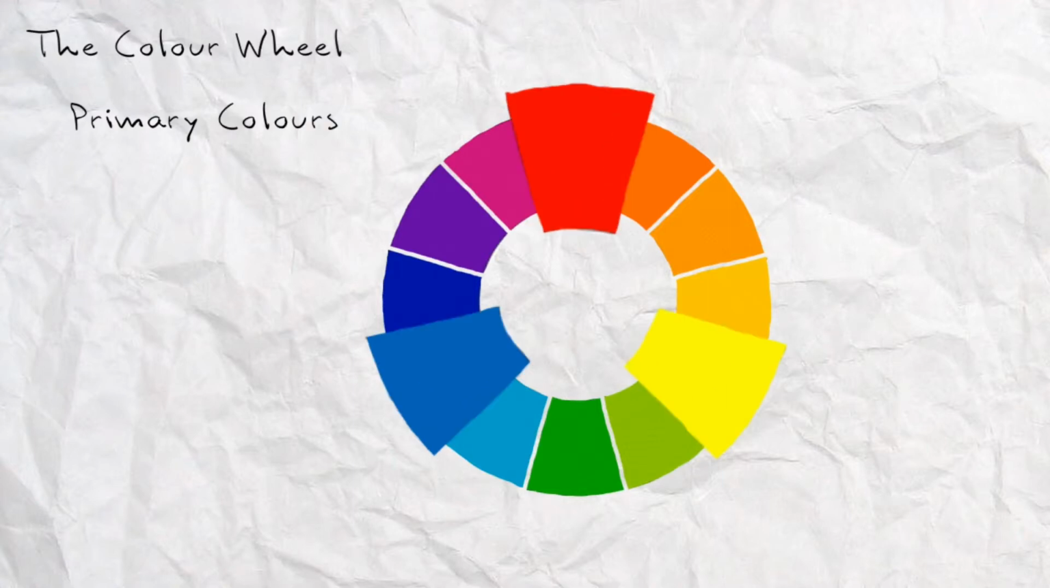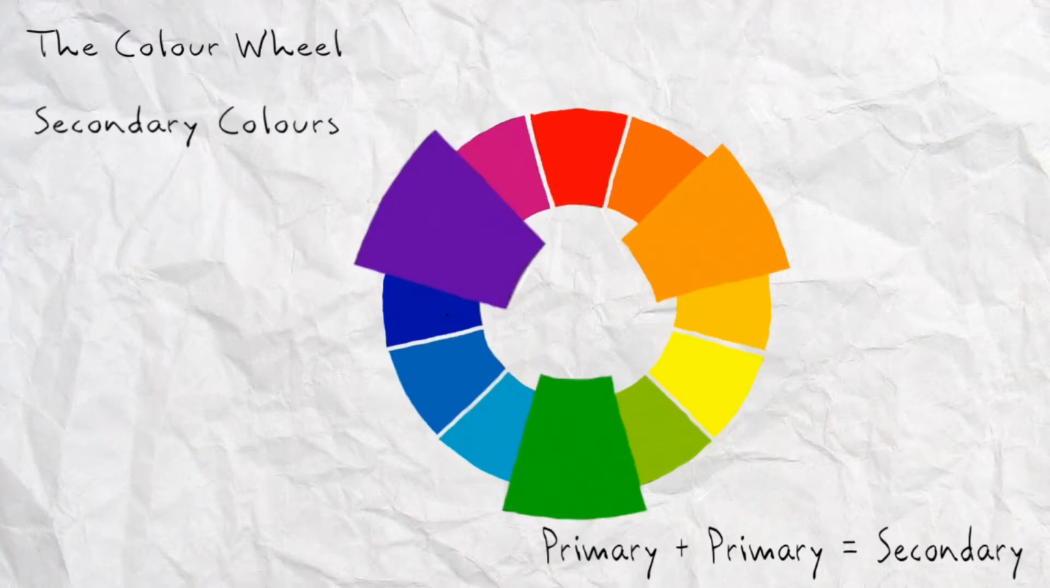Here's your basic color wheel. You know your primary colors are red, yellow, and blue. When you put two primary colors together, you get your secondary colors: orange, green, and purple.